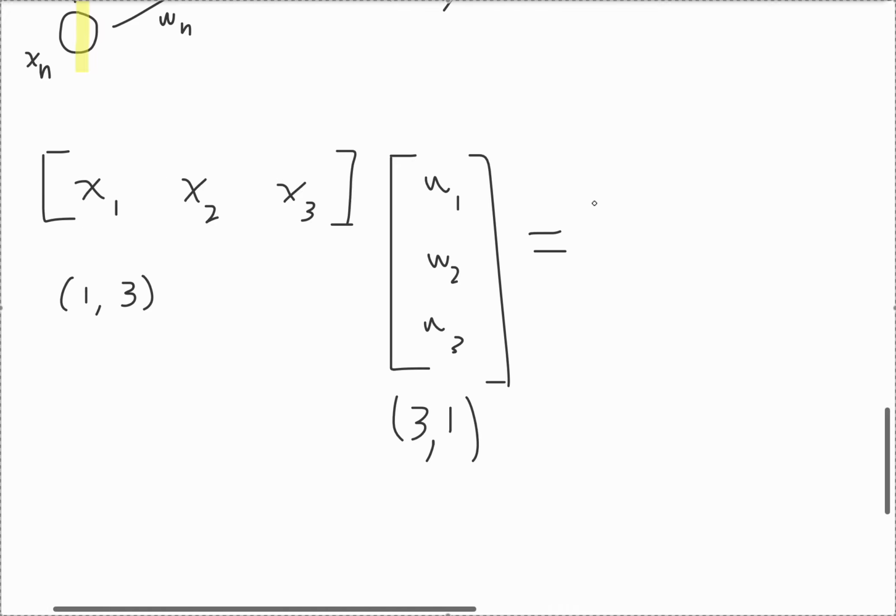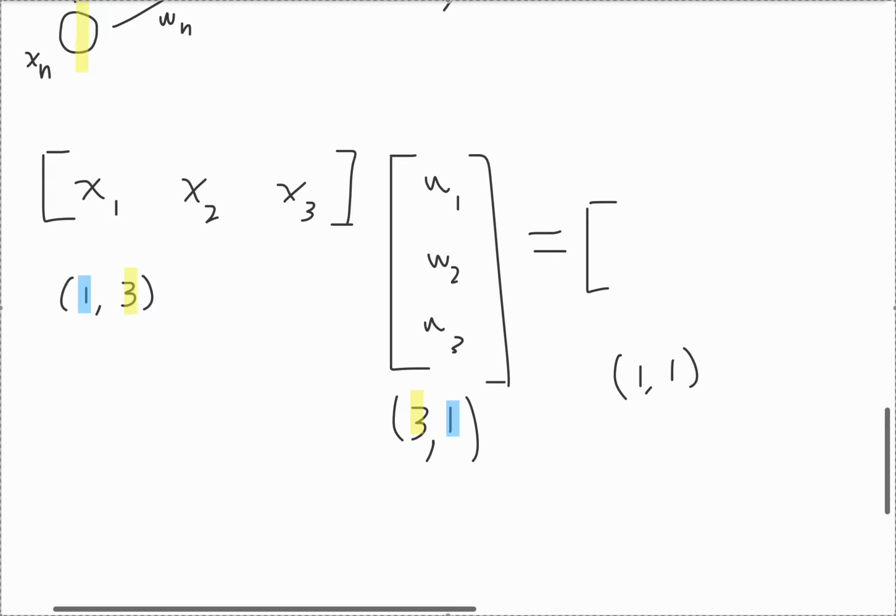Now I will perform matrix multiplication between them. First of all, the inner dimensions match, so we know we can do matrix multiplication, and our output matrix will have the outer dimensions, so it will have dimensions 1, 1. It will only be one thing, because there's one row and one column. There's only going to be one value, and let's see what that value is.